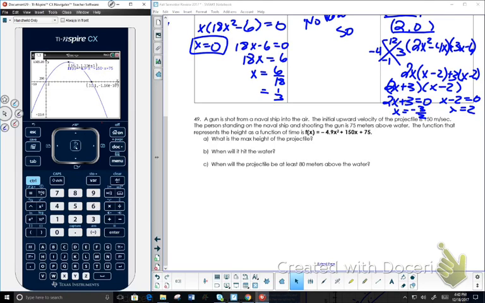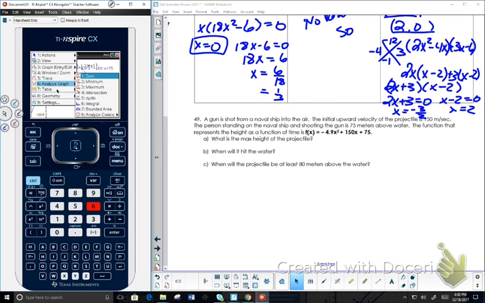This is in seconds. And then we have, when will the projectile be at least 80 meters above the water? This is that opportunity when you do tab and you put 80 in. And so you're looking for the intersection. So it's going to be above this entire time. So I do menu, analyze graph, and I want to find the intersection. I'm going to get to the left and then to the right. And so I got 0.33 for 1.